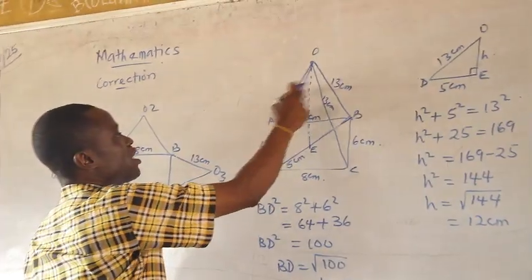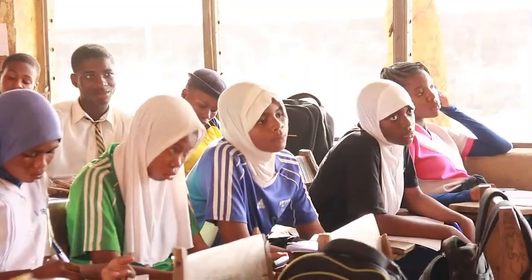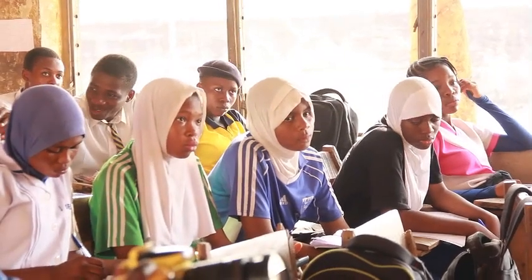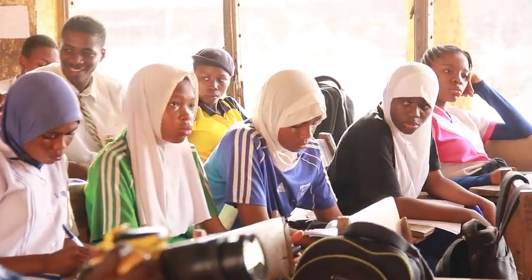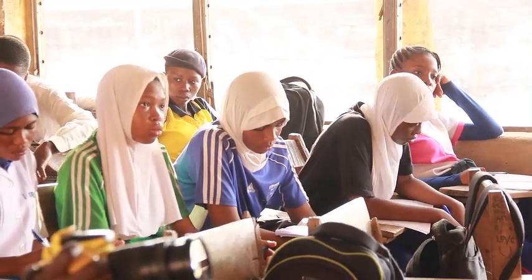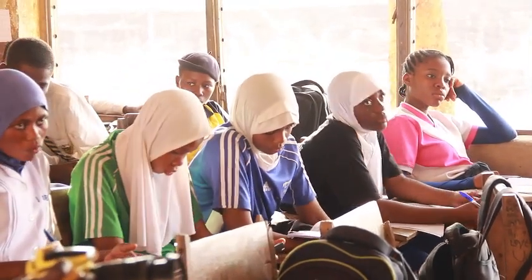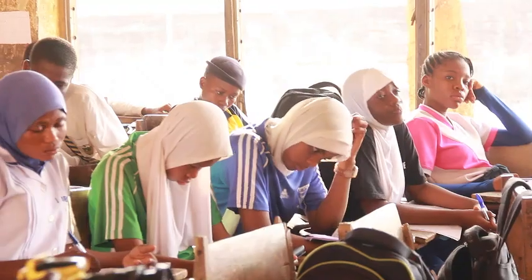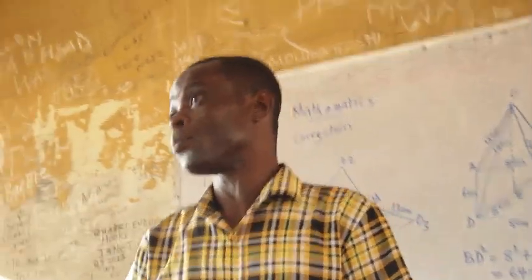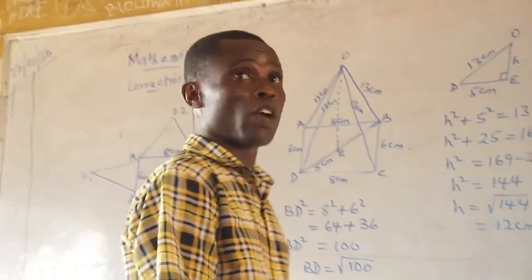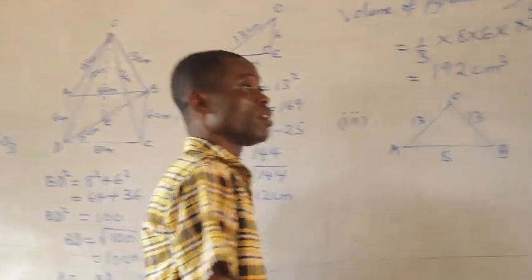Area of triangle AOB. We have 13, 13, 8. That is from figure 3. Which formula are we going to use to find the area of this triangle? Hero's formula. So we are going to use Hero's formula to find the area of this triangle.